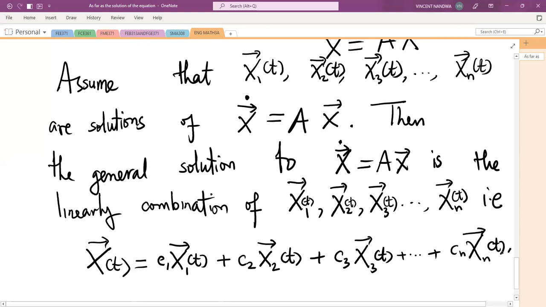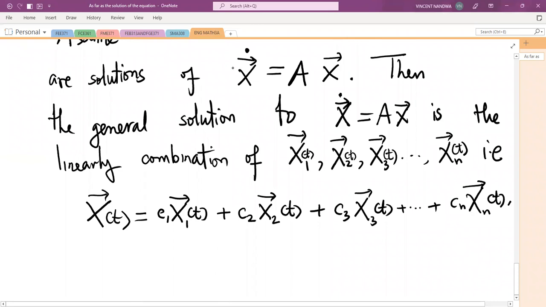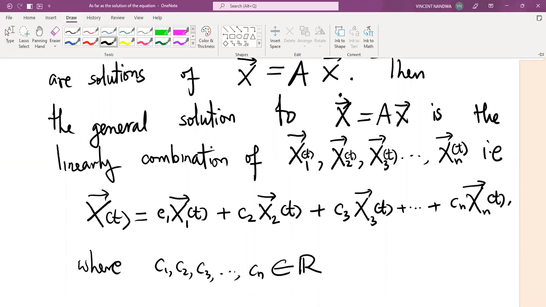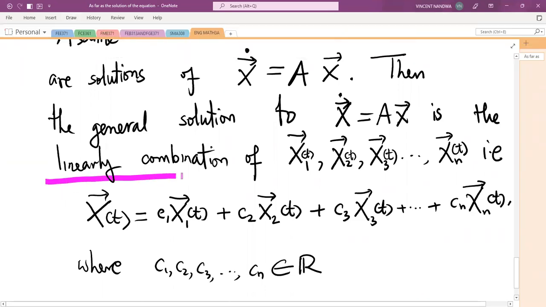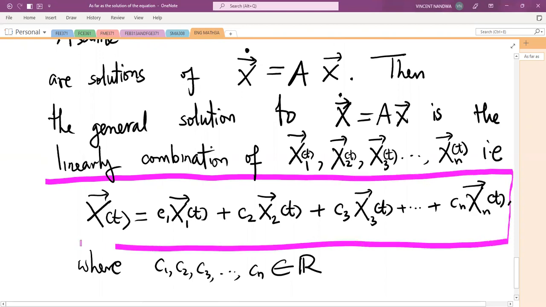So whenever you get the linear combination of all the solutions of the given system or equation x dot equals Ax, then this is the general solution. Where C1, C2, C3 up to Cn, all of them are real numbers. So this is how we find a general solution to the equation x dot equals Ax.